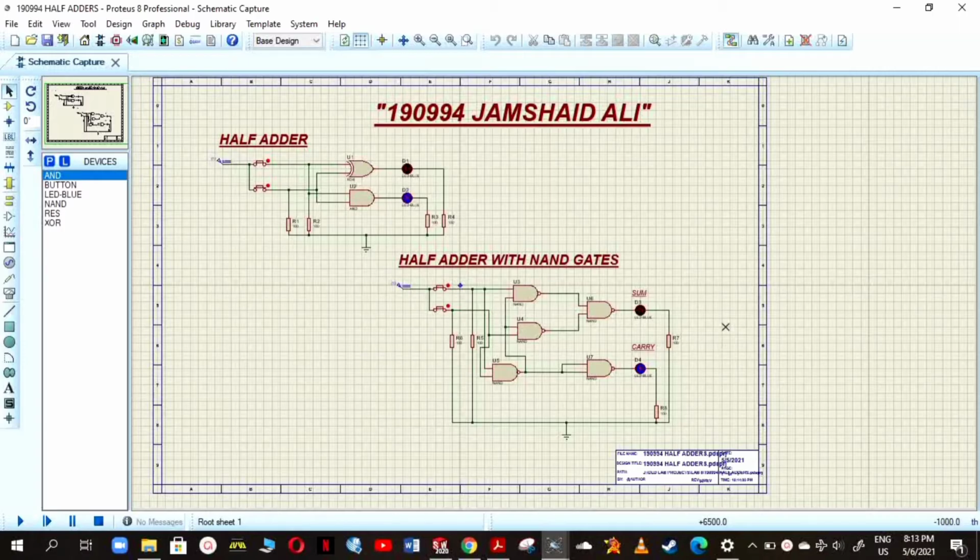So today we are going to discuss half adders and half subtractors, full adders and full subtractors. First of all, we are going to discuss its simple circuit, and then we will discuss its circuits with the help of NAND gate.